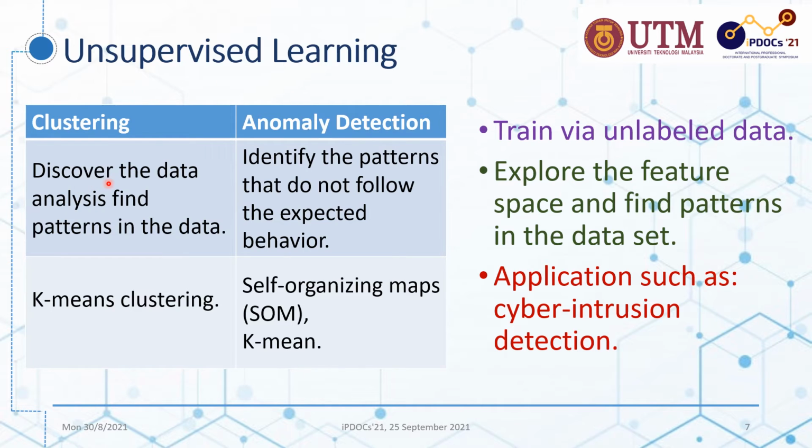Clustering is used to discover the data structure and find the patterns in the data. An example is k-means clustering in image segmentation. Anomaly detection identifies the patterns that do not follow the expected behavior. Examples are self-organizing maps, SOM, and k-means. Applications such as cyber intrusion detection often use this unsupervised learning approach.